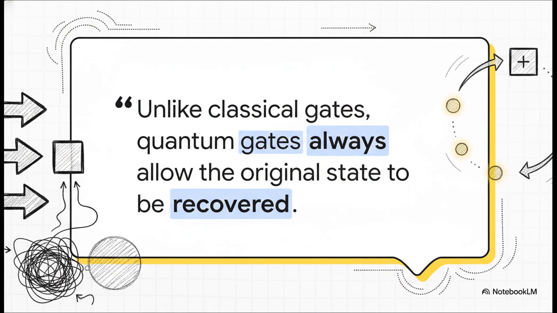But, and this is a huge but, there's a critical difference here that gets to the very core of how quantum mechanics works. While classical gates can be a one-way street where you can lose information, quantum gates are always reversible. You have to be able to run the operation backward and get your original state back perfectly. In the quantum world, information is never really lost. It's a fundamental rule of the universe.